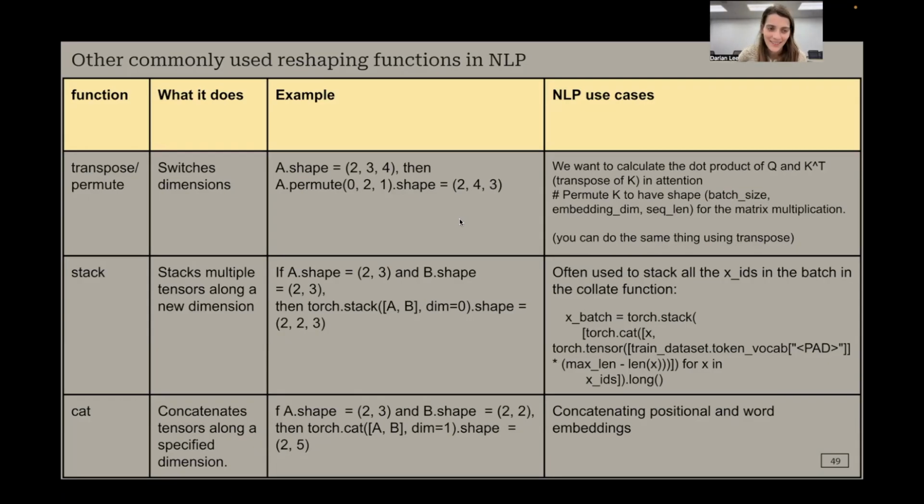So stack: you're going to essentially stack 2 different tensors along a new dimension. So if A has shape 2, 3 and B has shape 2, 3, then stacking them will add a dimension, which will be like tensor A's here and tensor B's here. And this is often used in the collate function. The first one is typically used when you're calculating the dot product of a tension.